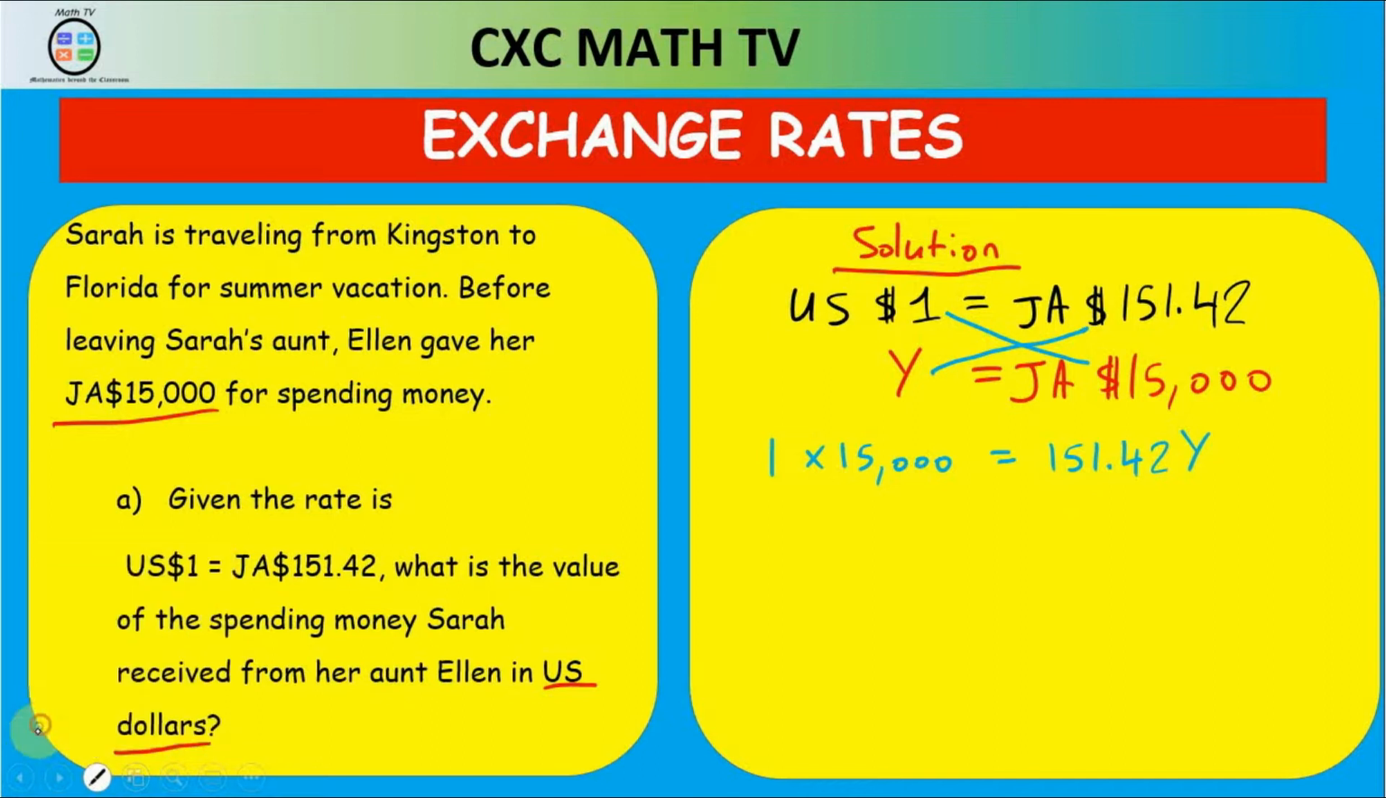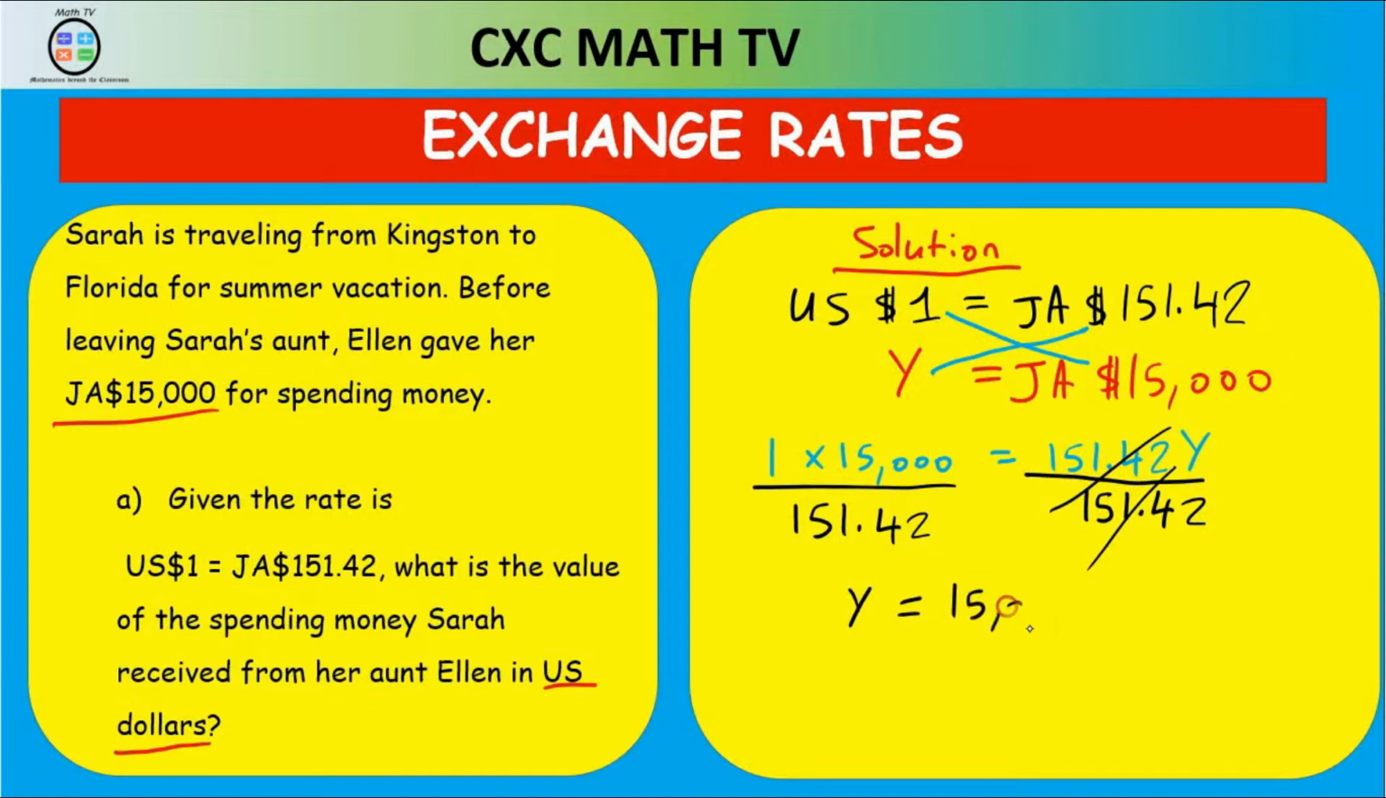Now we need to make y the subject. So all you do is divide by 151.42. When we divide both sides by 151.42, those cancel, and now you have y by itself. So y is just 15,000 divided by 151.42. And then of course, you put that into your calculator.